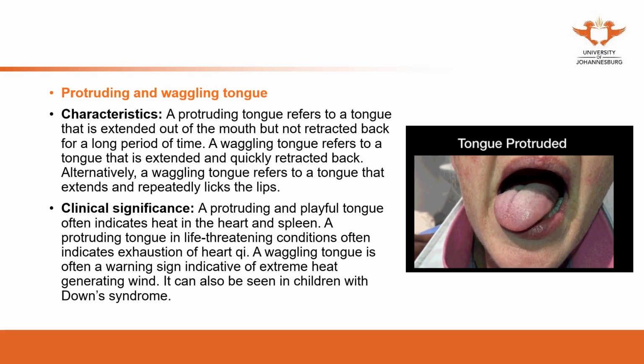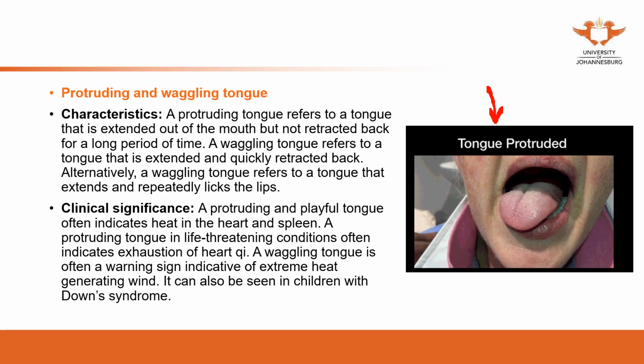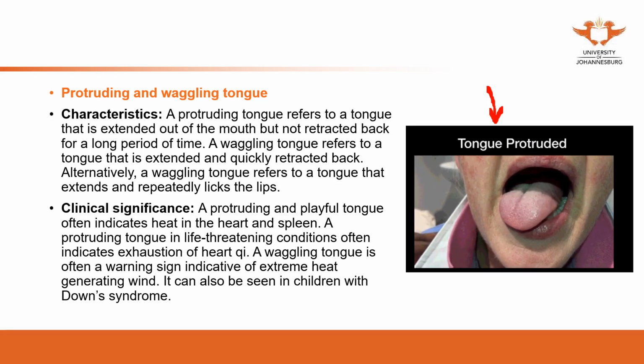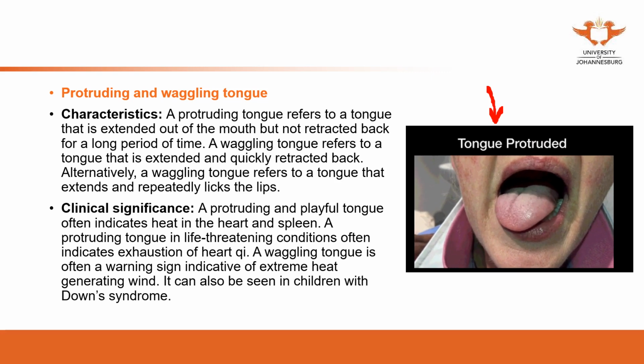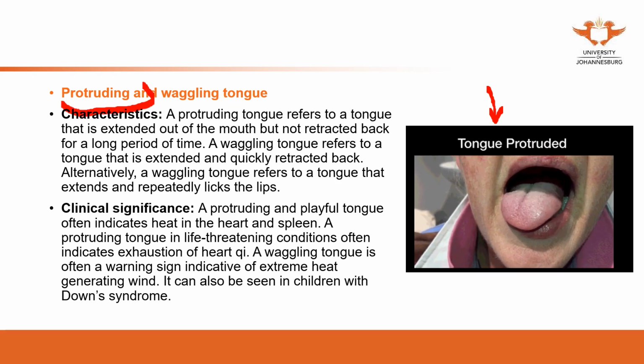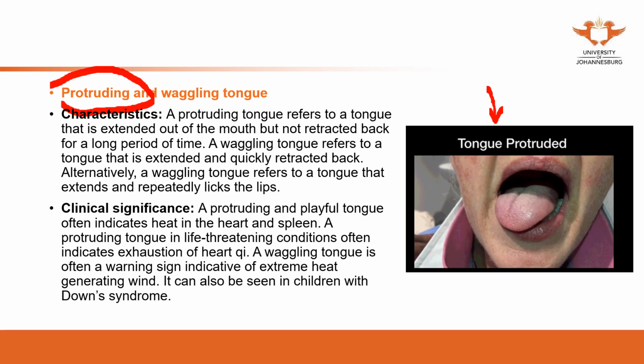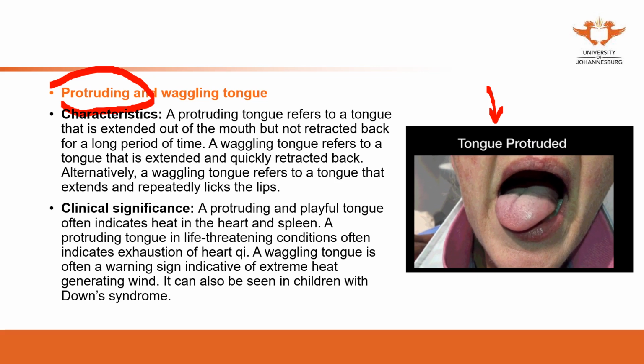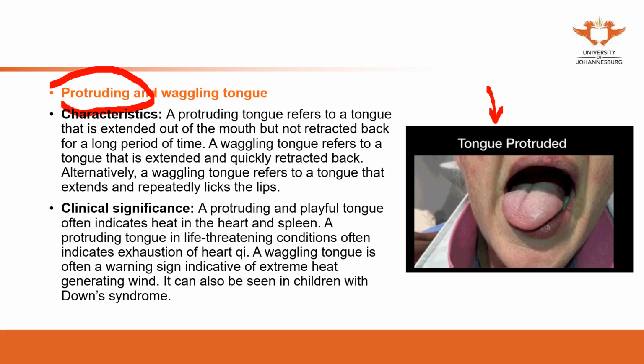The protruding and waggling tongue. The protruding tongue refers to a tongue that is extended out of the mouth but not retracted back for a long period. This image, although it is described as protruded, is not the protruding tongue that we mentioned here. The protruding tongue, as you can see from the statement, is extended, but it's not trembling.